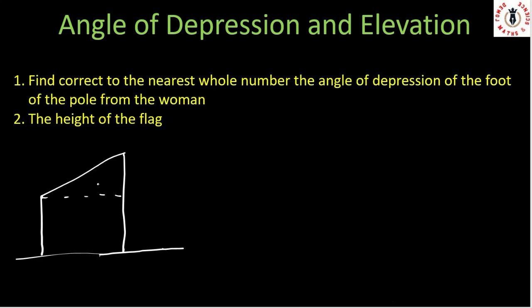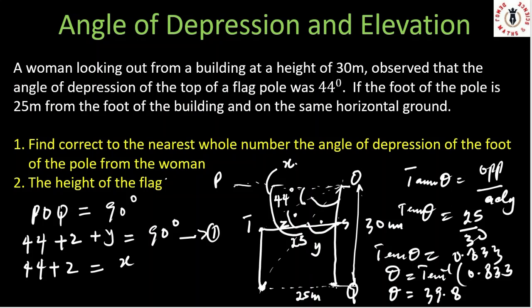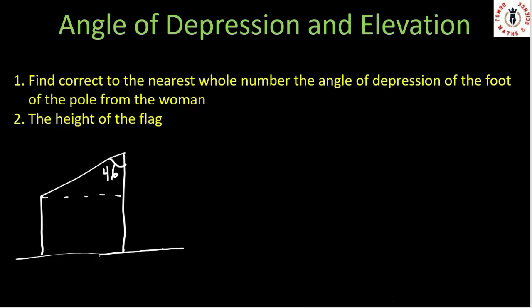I have simply redrawn the diagram. Here will be 46 degrees. Let me just cross check that. That's 46 degrees, 39.8 plus 6.2 we got the other time. Then the foot of the building was 25 meters. So we can calculate the distance from the top of the flag to the top of the building. Here is O, S, and here is T.